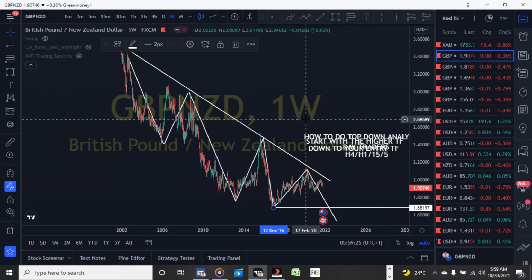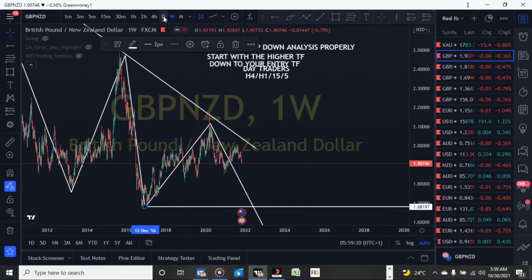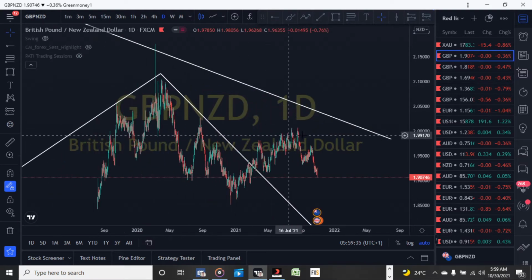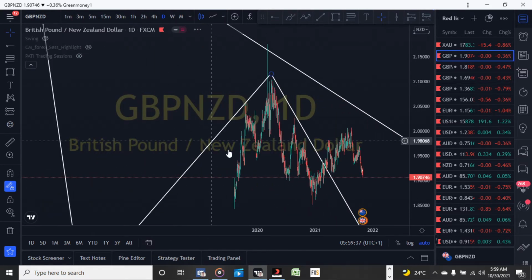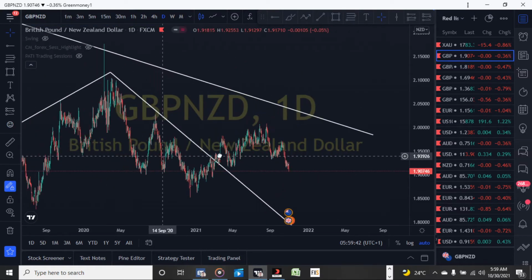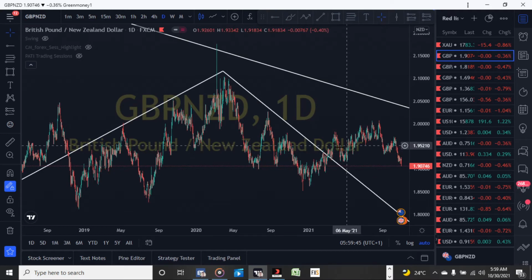Now when you do this on the weekly, you go down to the daily time frame, right? Now don't be confused about whatever else you're looking at. Be concerned about where price is. Consider whether price is in an impulsive wave or a corrective wave on the higher time frame. That is your consideration. Do not look at any other thing.